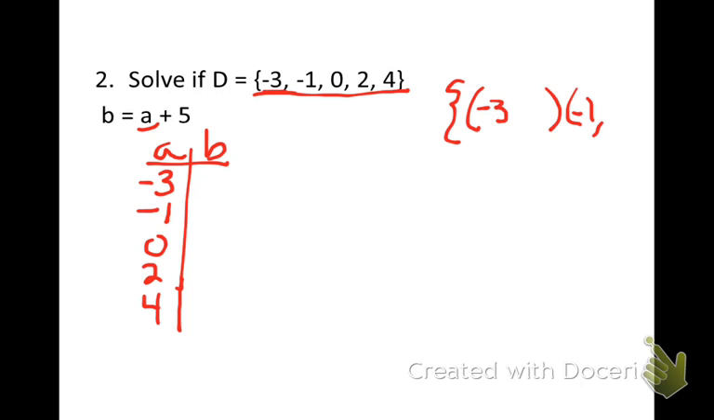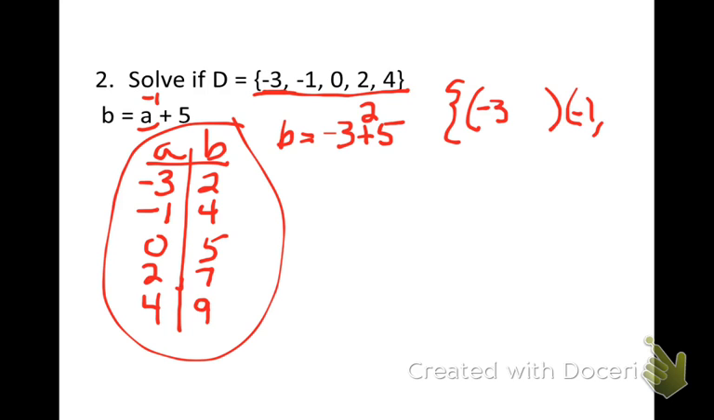So we're going to get B equals, I'll write the first one out for us, negative 3 plus 5. Negative 3 plus 5 is 2, so B would be 2 when A is negative 3. If we put a negative 1 in there, we're going to get 4. If we put a 0, 0 plus 5 is 5. If we put 2, you're going to get 7. If you put a 4 in there, you're going to get a 9.